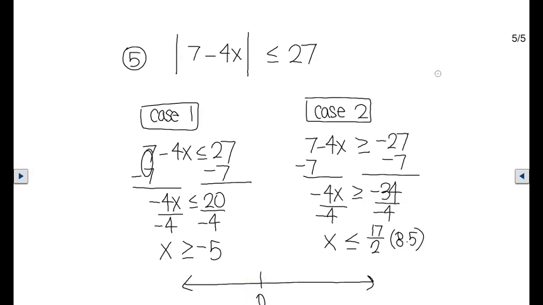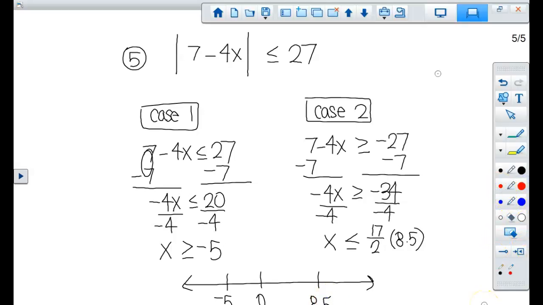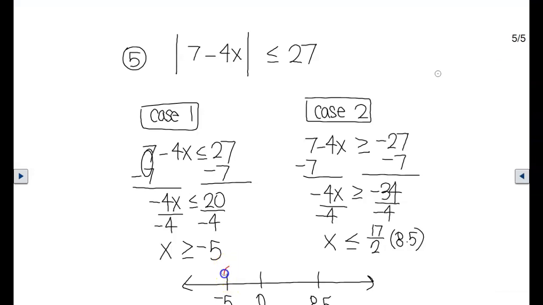So there's your solutions. All right, let's get our numbers on here. We want negative 5, and then we want 8.5. We're fortunate enough that both of these are ready to graph because they both start out with x at the beginning. So for x greater than or equal to negative 5, that would require a filled-in circle, and we would go to the right. For x less than or equal to 8.5, that would require a filled-in circle, and go to the left.